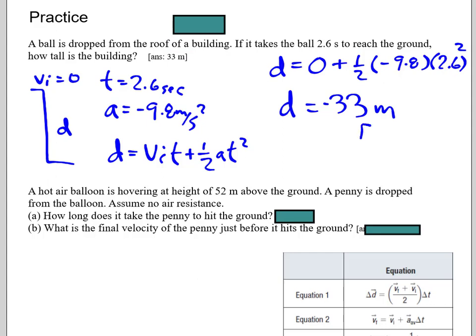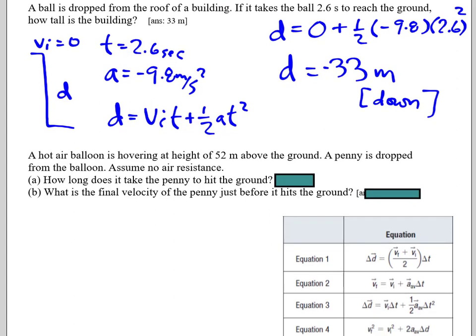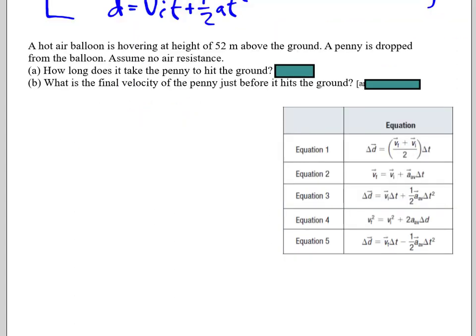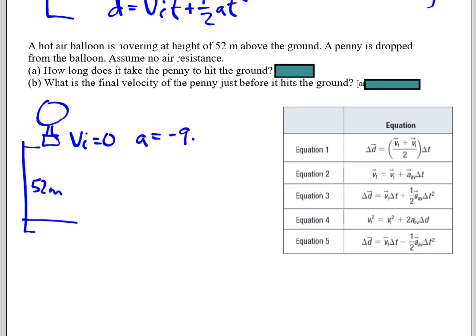So if we wanted to, we could also put down. Okay, a hot air balloon is hovering 52 meters above the ground. I'm not going to solve this one. I'll just reveal the answers, but let's make sure our setup is correct. 52 meters. A penny is dropped from the balloon, so we have an assumption that VI is 0. We know acceleration is negative 9.8 meters per second squared. How long does it take the penny to hit the ground?